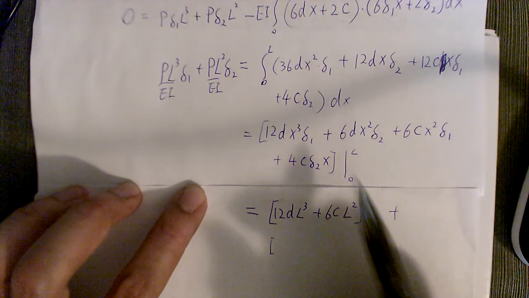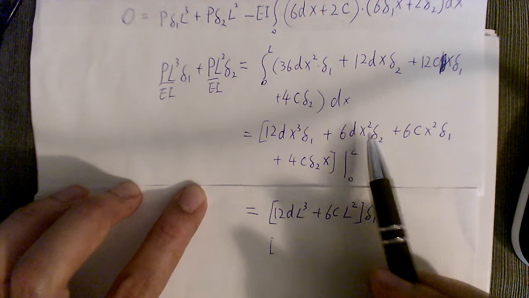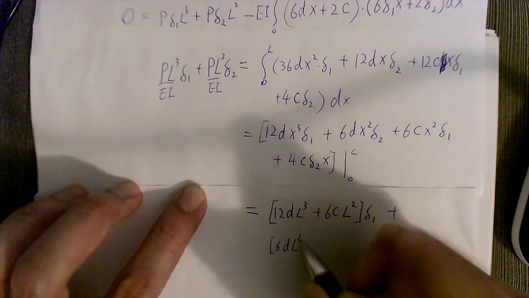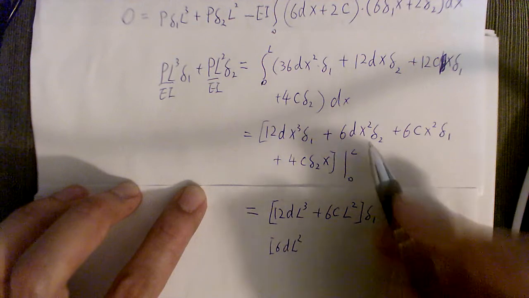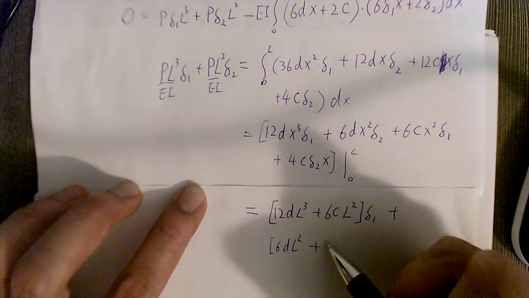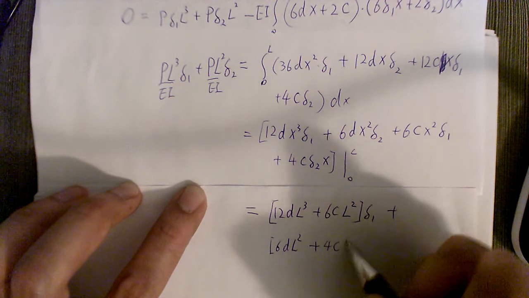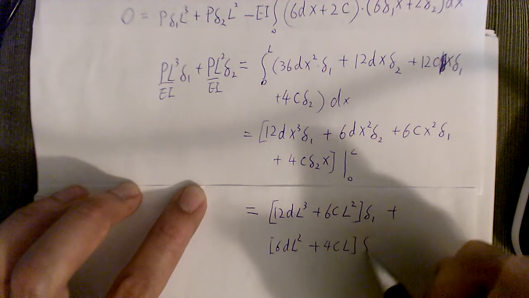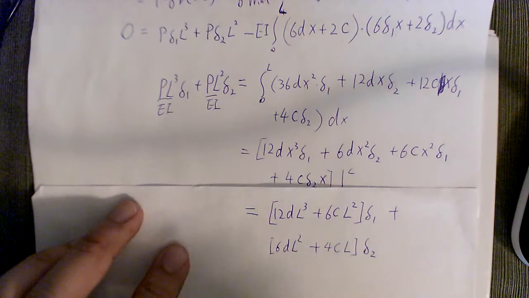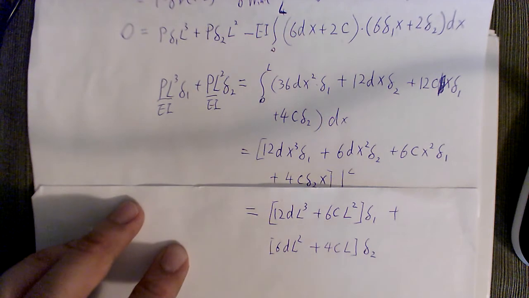Now the delta 2 guys. 6d x squared, so it's like 6d L squared, delta 2, then just plus this guy, 4cL delta 2. So what are the equals? It equals this guy.